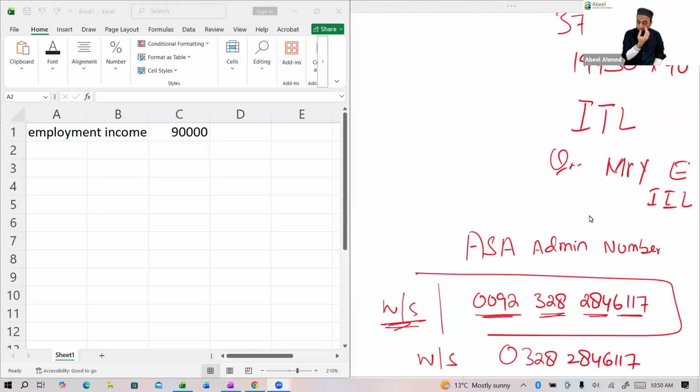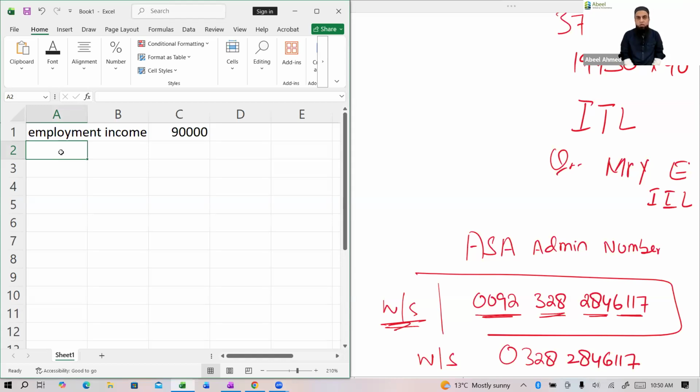In the previous class, I gave you a very small homework, and the homework was: employment income is £90,000, and you are just required to calculate income tax liability. So let's just start from the homework. You can see employment income I've written on the spreadsheet. Obviously, on the entire 90,000, we are not supposed to pay income tax.